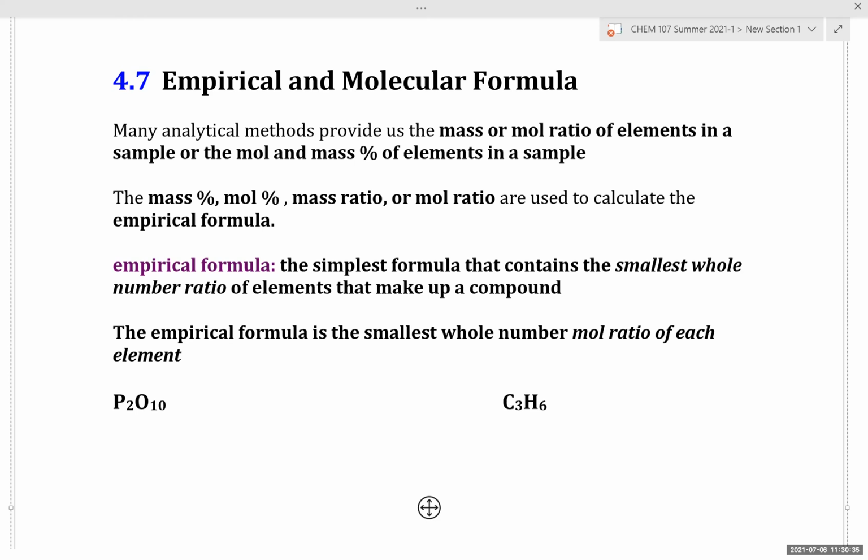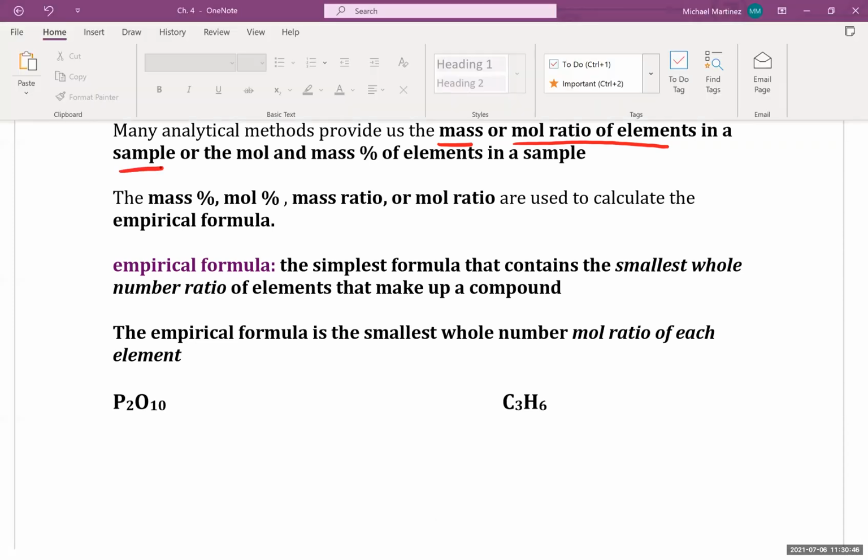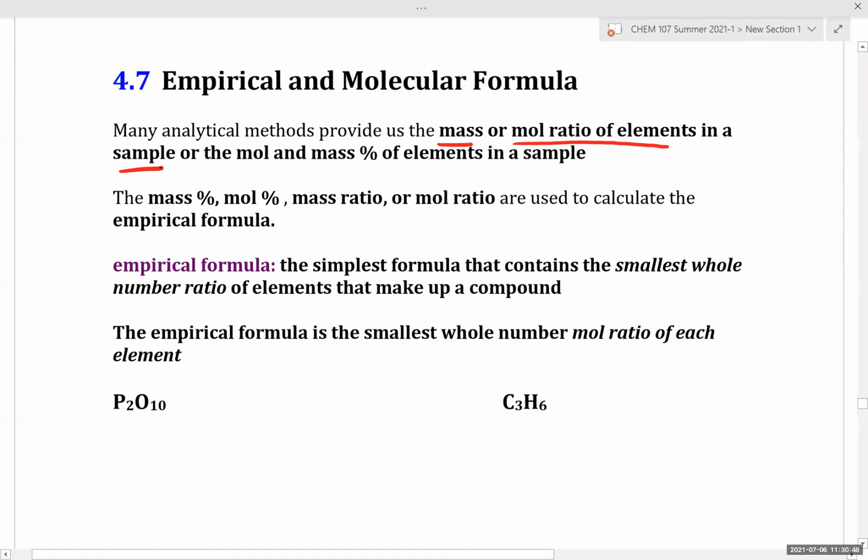Most methods that we use in the laboratory will provide us either a mass or mole ratio of elements in a sample, or these analytical methods are typically able to provide us the mole and mass percent of elements in a sample. Okay? The mass percent, mole percent, mass ratio, or mole ratio can be used to calculate what's known as the empirical formula.